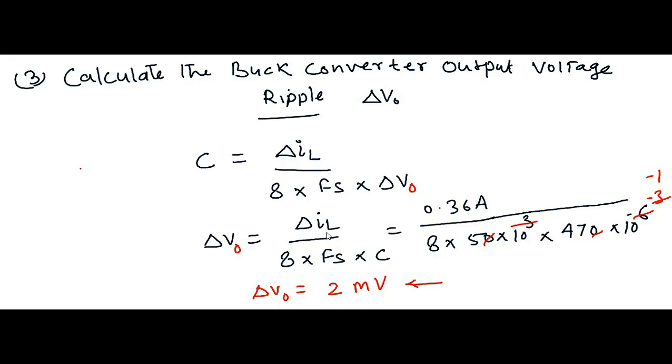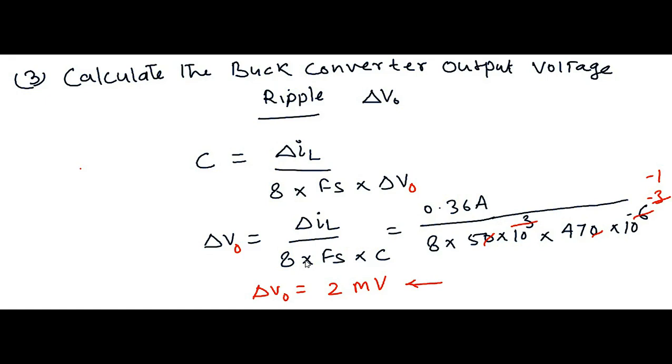Now if you plug in all the known values, 0.36 amp divided by 8 into 50 into 10 to the power 3, which is the switching frequency. And in the question it is given that C is 470 microfarad. So 470 into 10 to the power minus 6, and if you solve this you're going to get 2 millivolt.